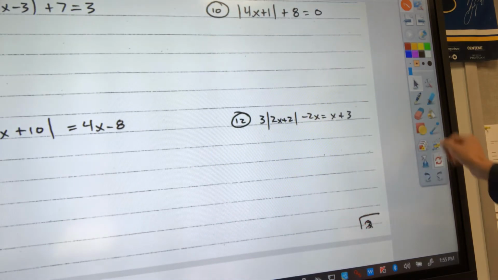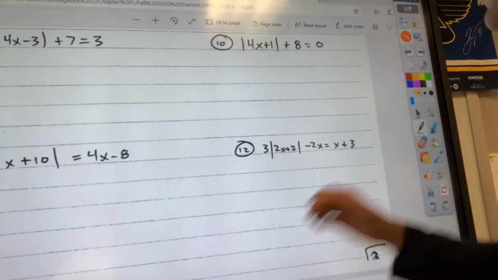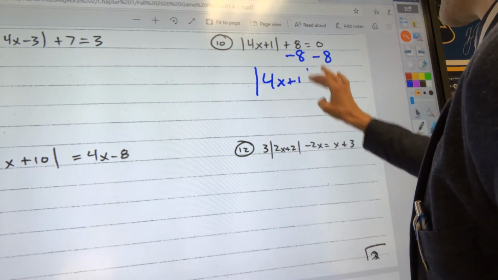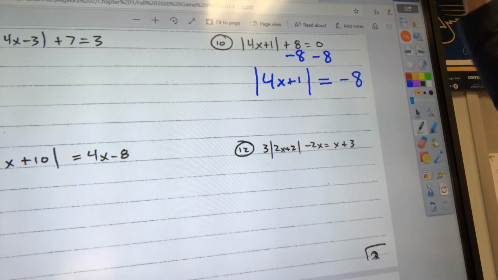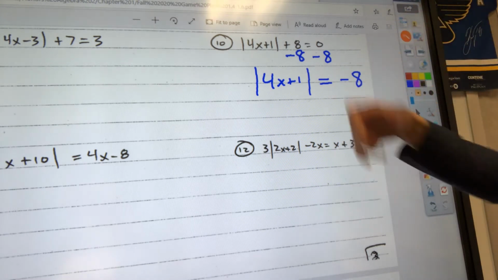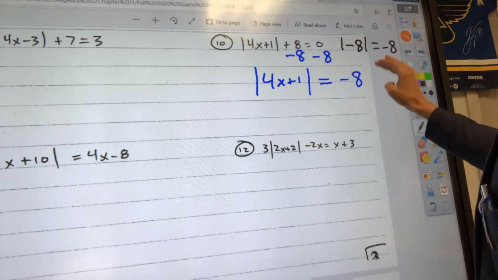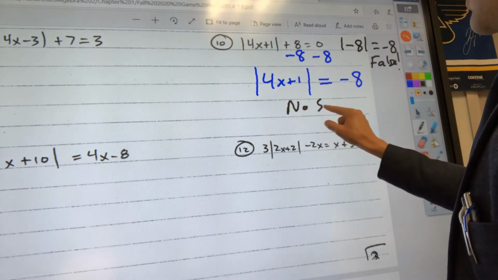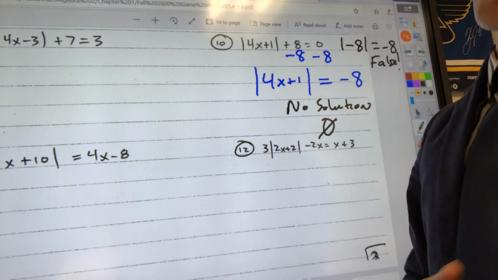And let's talk about 10. 10's nice and quick. Here's why. Subtract 8 from both sides. You have an absolute value, which is a distance from 0, equal to a negative number. That goes against what an absolute value is. Absolute value is a distance from 0. What comes out of the absolute value can't be a negative 8. That would be like saying the absolute value of negative 8 is negative 8. False. This is a false statement, which means you have no solution.